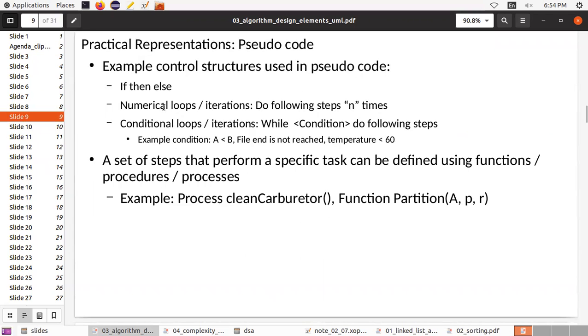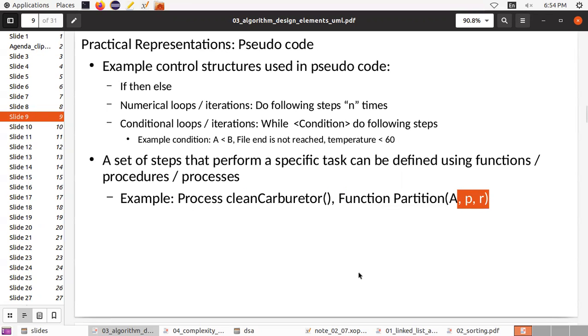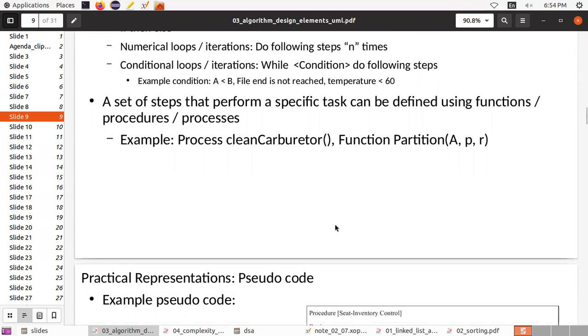Example control structures: if then else, numerical loops, conditional loops. And we have seen examples of this. Set of steps that perform a specific task can be used or defined using functions or procedures. You can create processes, you can create functions, you can have variables within those functions and so on. So it's all mostly what human beings can reasonably understand.